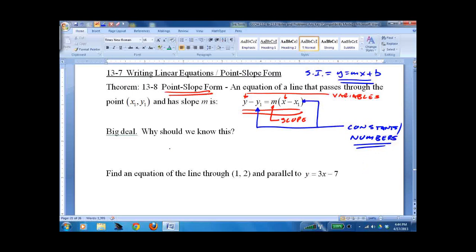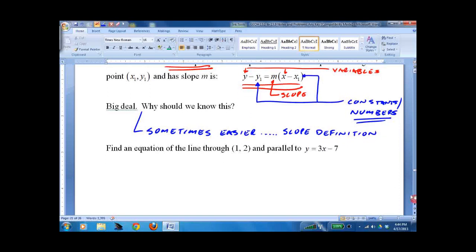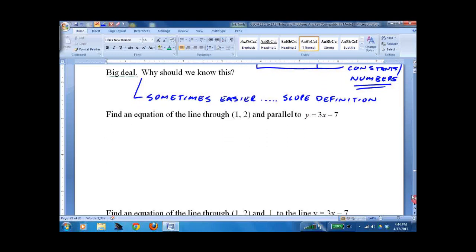So when you write the equation, they'll be numbers. So why should we know this? Sometimes it's easier. It's really the definition of slope if you look at it. And if you don't understand that, just solve for m here. So it's pretty easy to remember. If you remember slope, then you've got point slope.